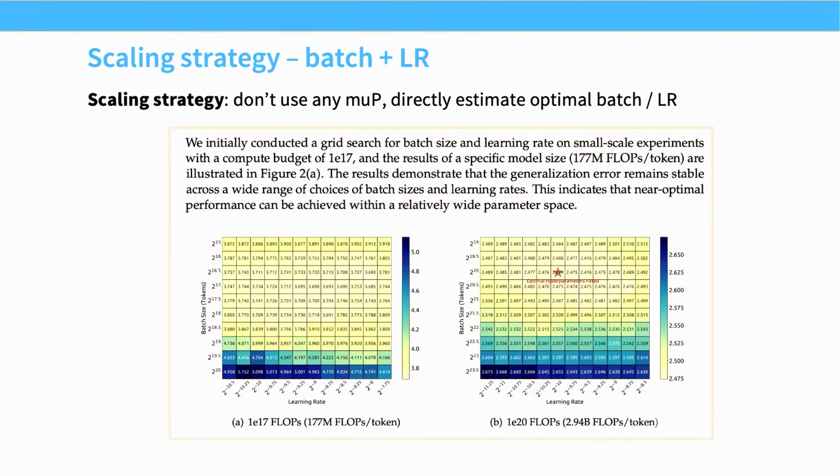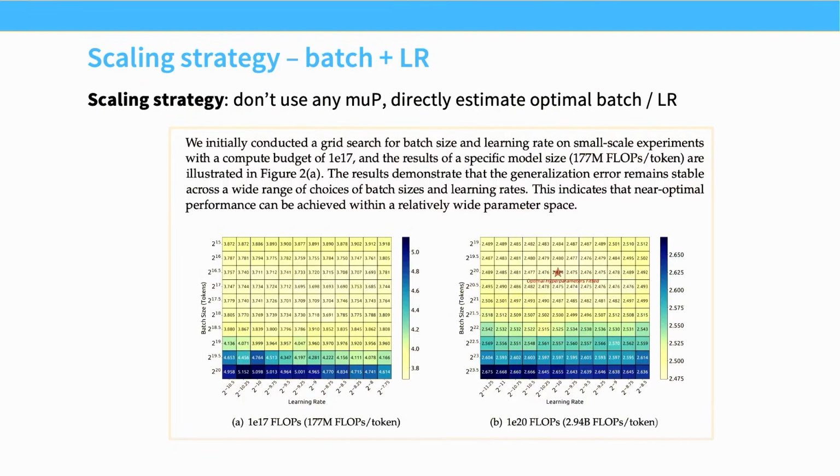All right, so DeepSeek takes a very different scaling strategy than MiniCPM and several others in trying to optimize their hyperparameters. They're not really going to do μP, right? They're not going to do these interesting scaling adjustments. Instead, they are going to try to fit a scaling law to estimate both the optimal batch size and the optimal learning rate, right?